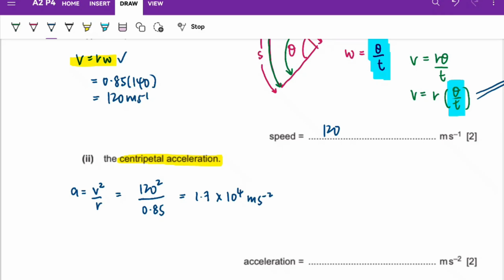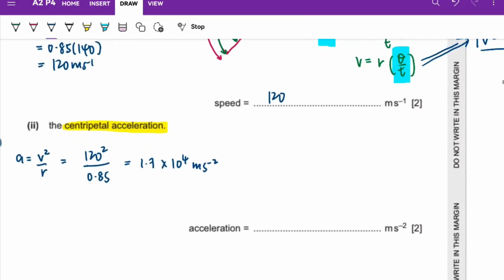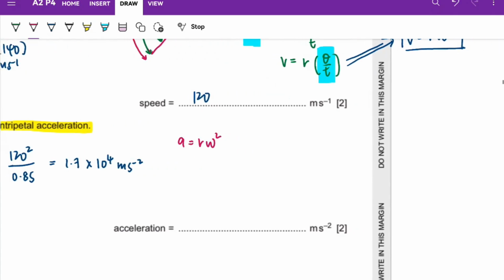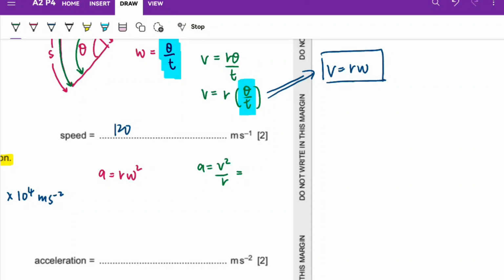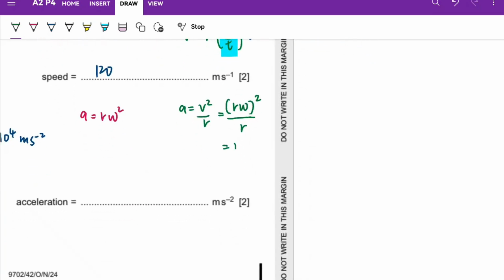This is one way. The other way is you have another formula, which is a equals r omega squared. Where does this formula come from? We know a equals v squared over r, and we know that v is r omega. So you put in r omega, don't forget to square, over r. This will give you r squared omega squared over r. The r you can cancel, and you will get r omega squared. This is where you get the formula.